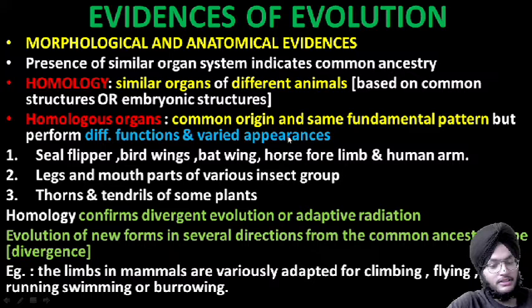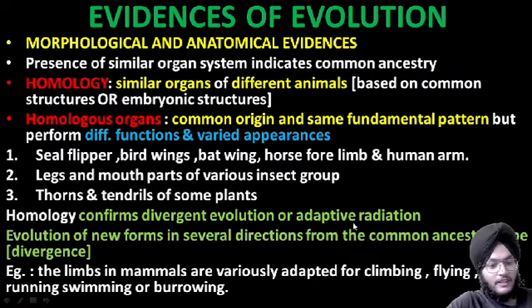Homologous organs are the organs with the common origin and same fundamental pattern, but they perform different functions and are varied in appearances. Examples of homologous organs are seal flippers, bird wings, bat wings, horse forelimb, and human arm. Also, legs and mouth parts of various insect groups and thorns and tendrils of some plants like Cucurbita and Bougainvillea. Homology confirms divergent evolution or adaptive radiation.